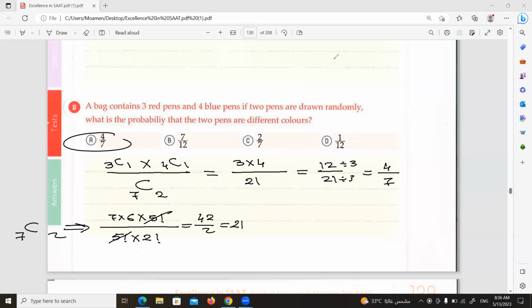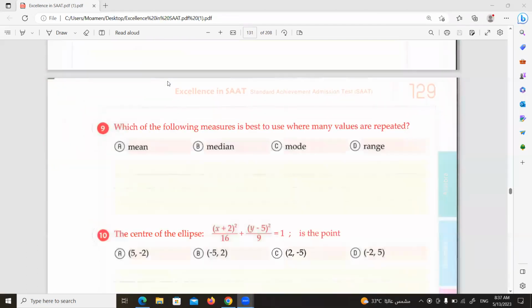We're going to the next problem. Which of the following measures is best used where many values are repeated? As we said, the measures of center of tendency are 3 measures: the mean, the median, and the mode. We use the mode if we have repeated values. So the answer is the mode.